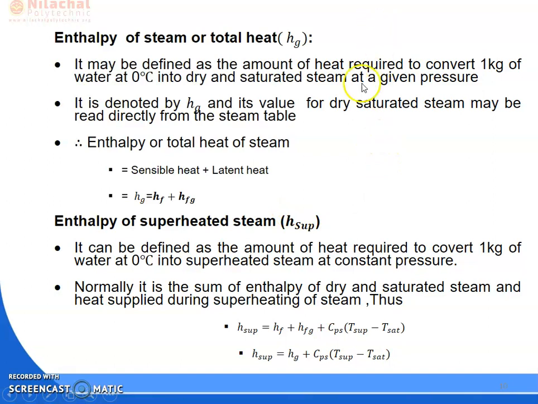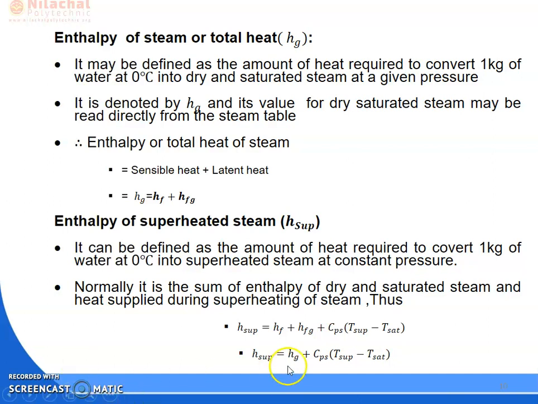Then that is dry saturated steam, that means vapor at 100 degrees centigrade. If you again add heat, what will happen? Its temperature will increase above 100 degrees centigrade, and the steam becomes superheated steam. So it is the amount of heat required to convert 1 kg of water from 0 degree centigrade to superheated steam. Superheated steam means steam above 100 degree centigrade temperature. That steam at constant pressure is known as enthalpy of superheated steam. So how can we get the formula for enthalpy of superheated steam?